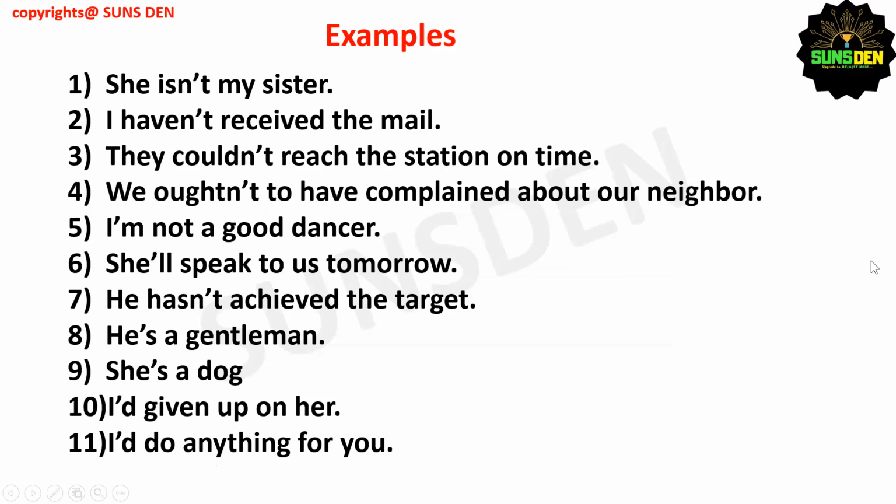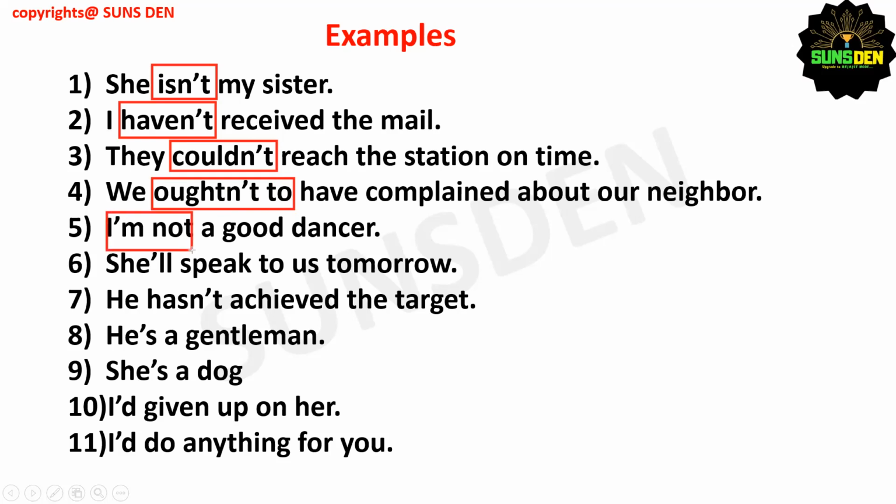Let's move on to seeing some examples. Okay, so the first one is she isn't my sister. So here the contraction is isn't. I haven't received the mail. They couldn't reach the station on time. We oughtn't to have complained about our neighbor.